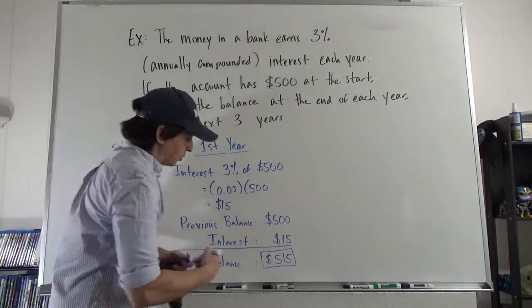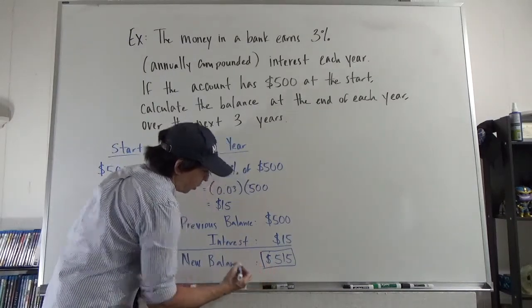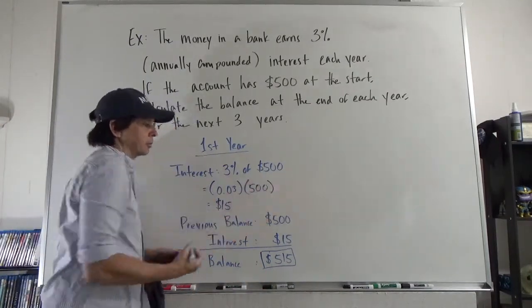Now, what happens is, the next year, you don't earn another $15 of interest. Oh, sorry. Getting sloppy.